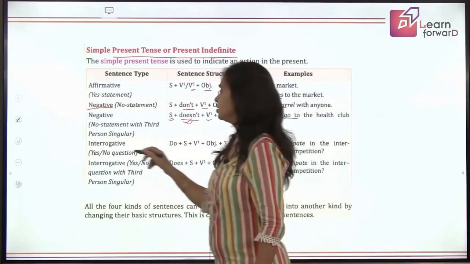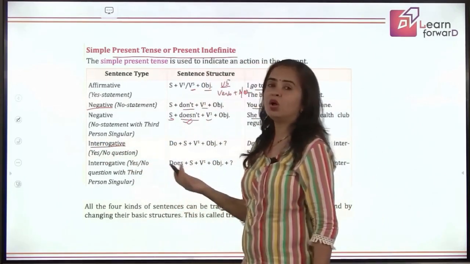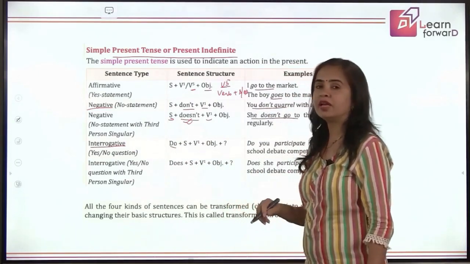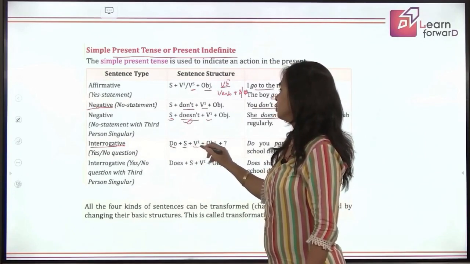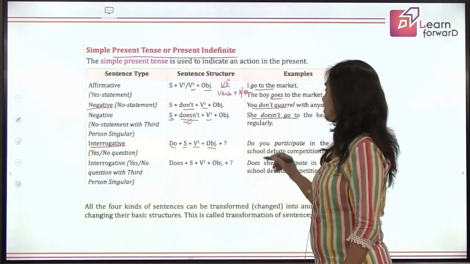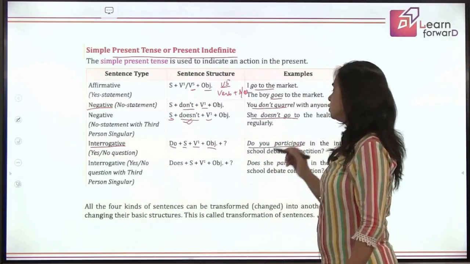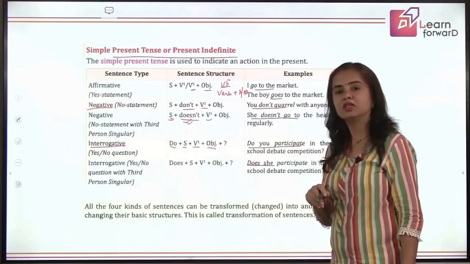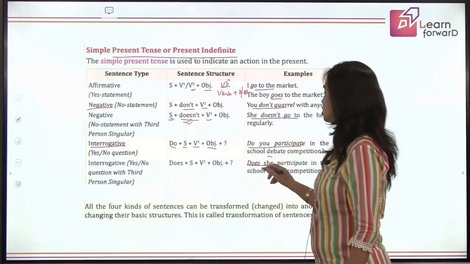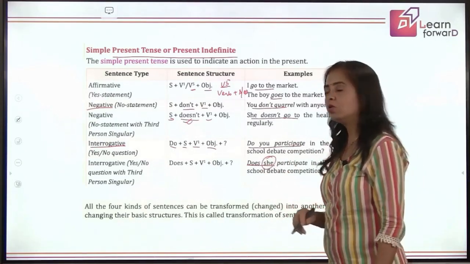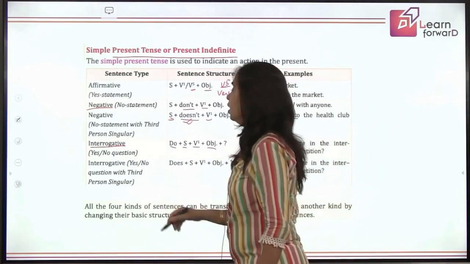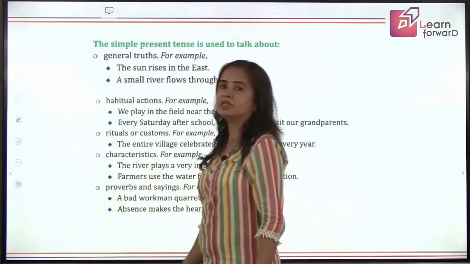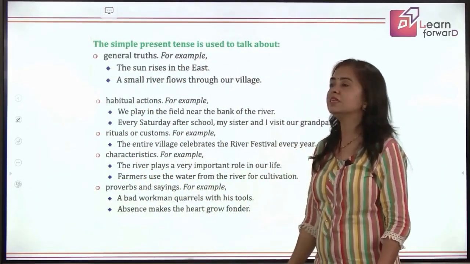When you have to make the sentences interrogative, there may or may not be a question word. So you start with the helping verb, which we have introduced, like do, does, and then the subject, then the first form, followed by the object and rest of the sentence. So do you participate in the inter-school debate competition? And does she participate in the inter-school debate competition? Because she, the subject here, is singular, we are using does. So this was about the verb structure in simple present tense. We also say that is the present indefinite tense.